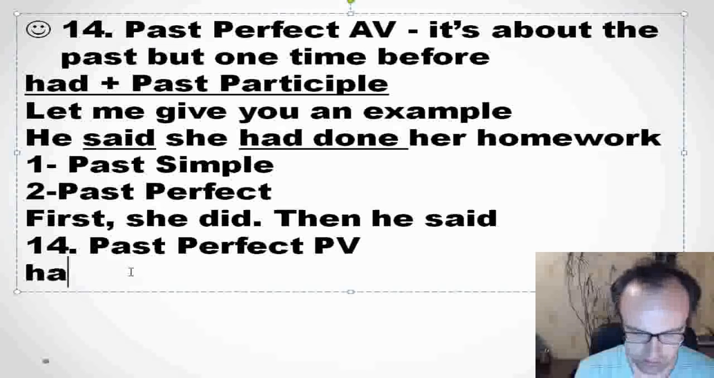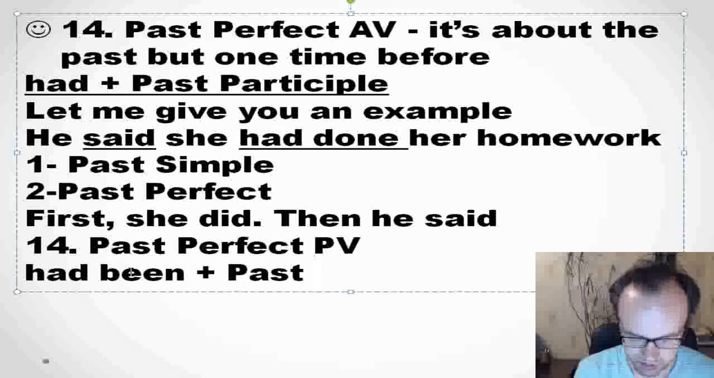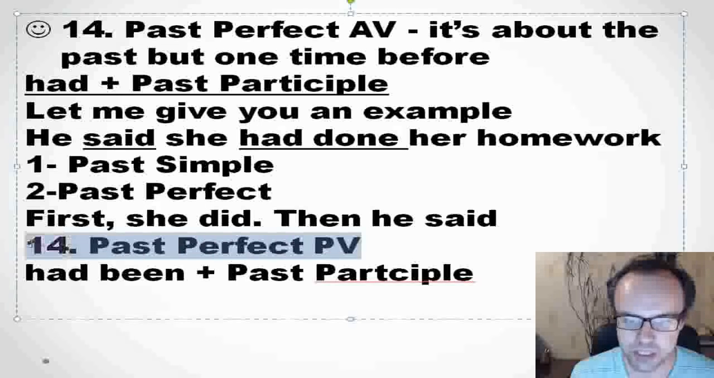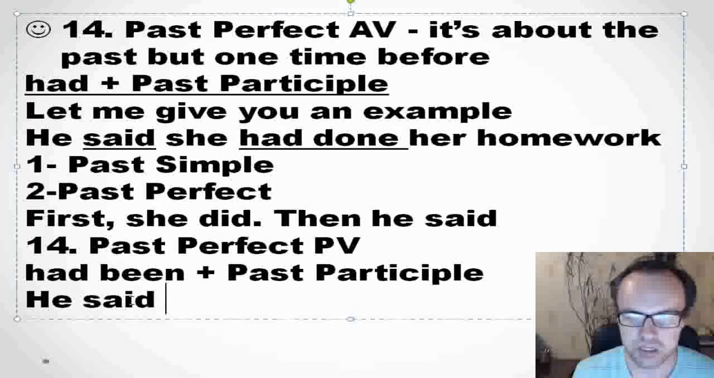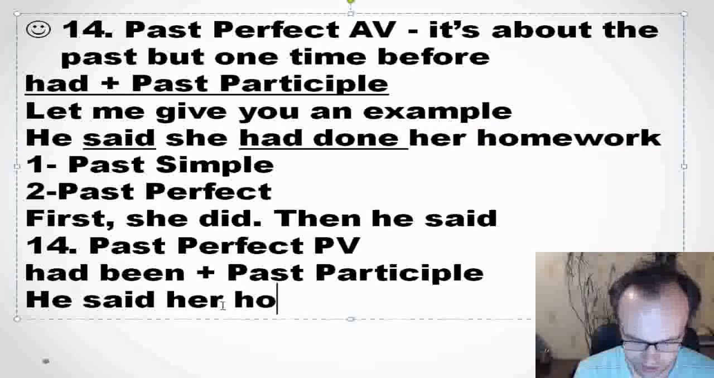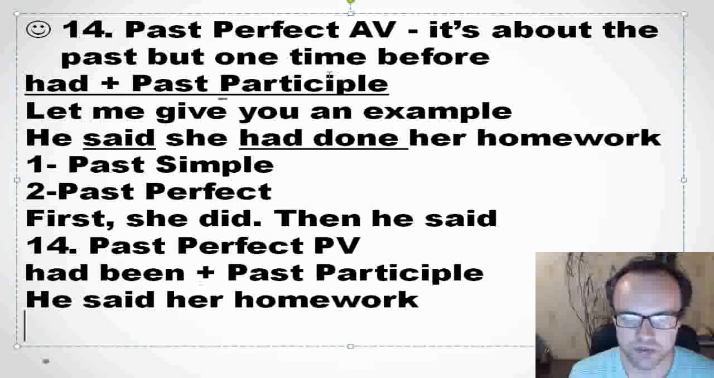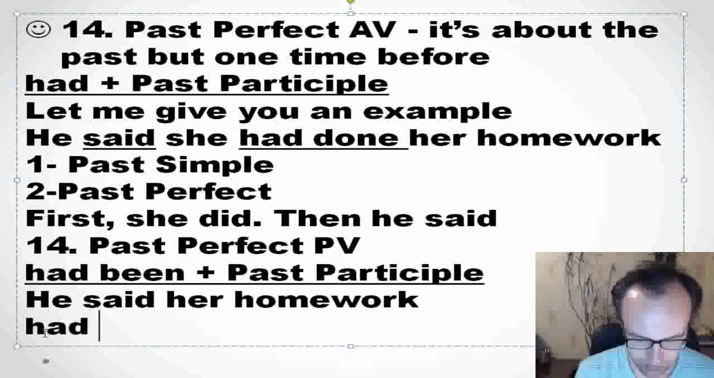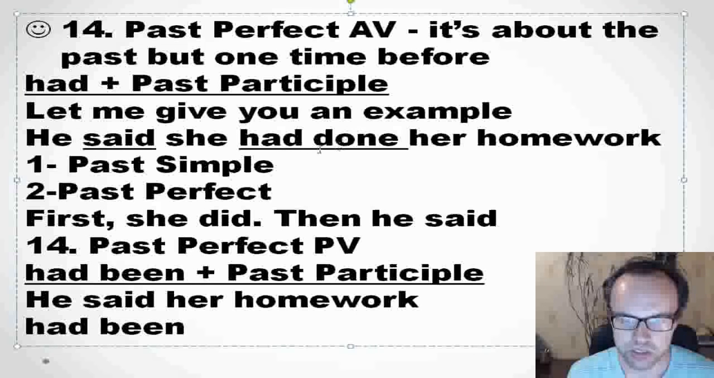The form of the verb to be, so had been plus past participle. So you see, let's say it in past perfect passive, okay? So he said her homework. Next, you need to use had been plus past participle. So he said her homework had been plus past participle. So it's, you know, had done.